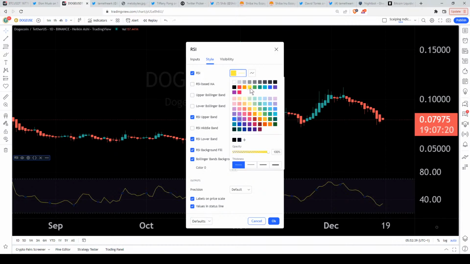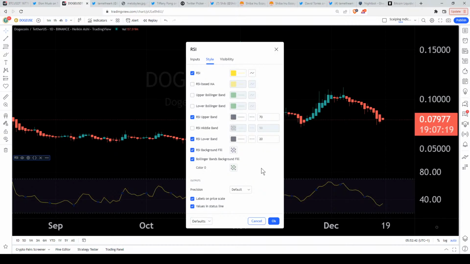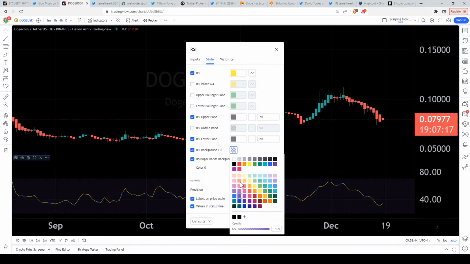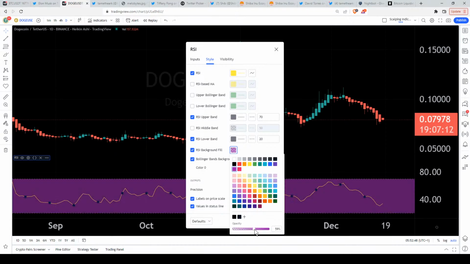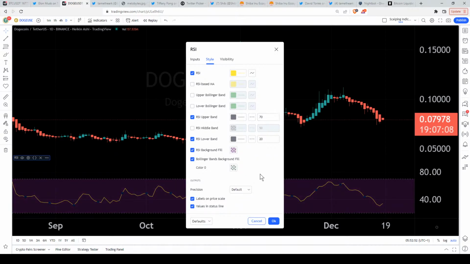RSI, I like that nice yellow color. I can do the purple background a little bit like you guys see on the stream. Like this. Make it a little bit darker. A little bit. Help separate a little bit.